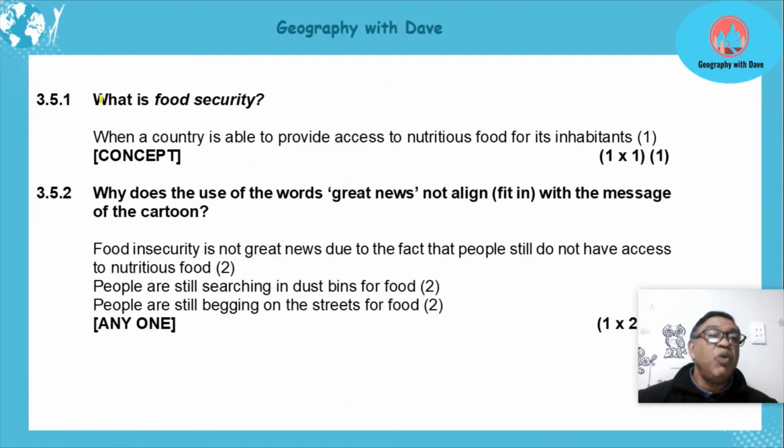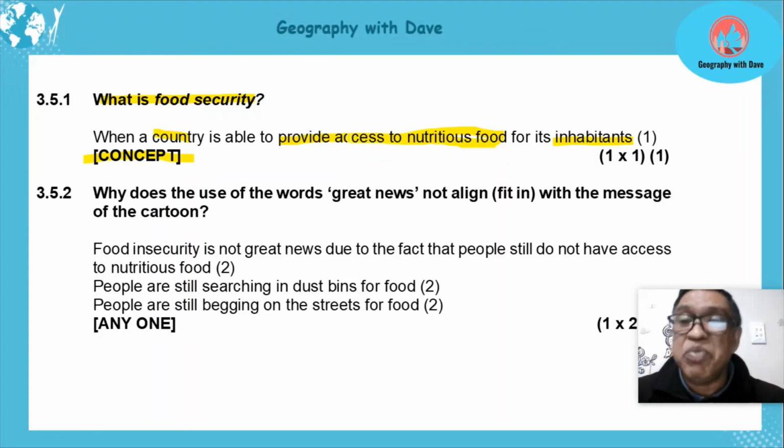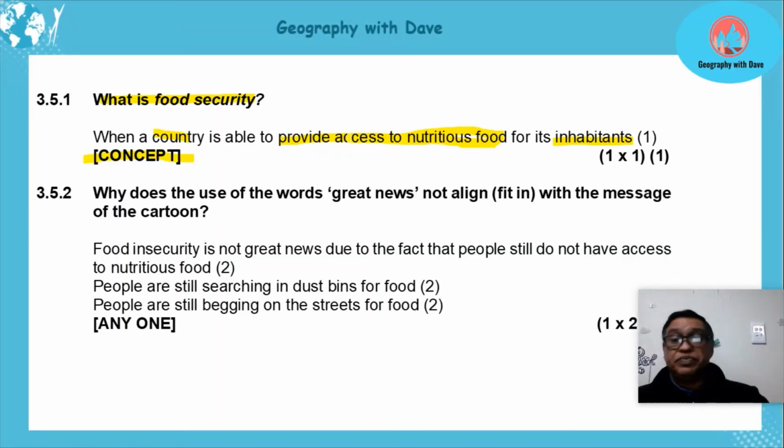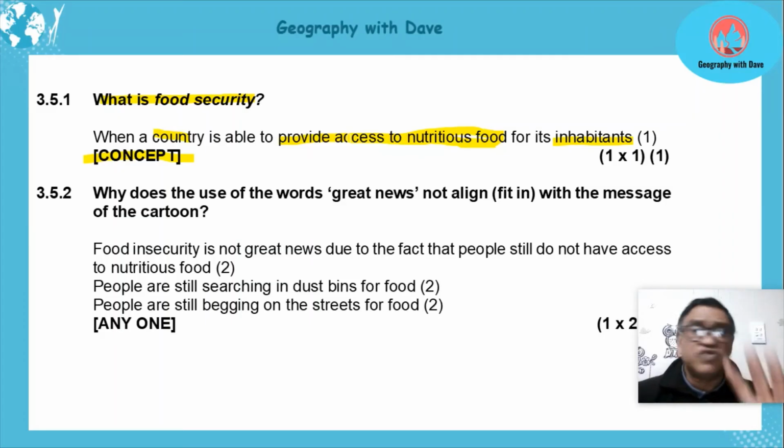All right. First one, what is food security? And most probably asking for a definition because it's a concept. Now, learners, if I look at this definition, it says when a country is able to provide access to nutritious food for its inhabitants. It's a bit different to the definition that we have discussed. The main words are inhabitants having access to nutritious food. Access is the most important thing. People having access to nutritious food. And if you've got that, and all people have access to nutritious food, you've answered what food security is.